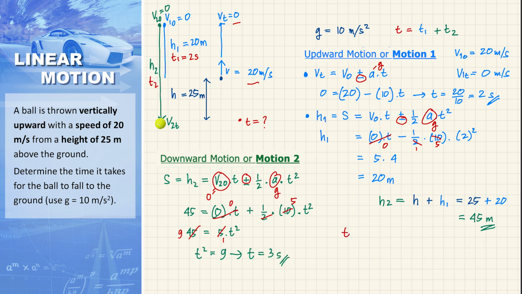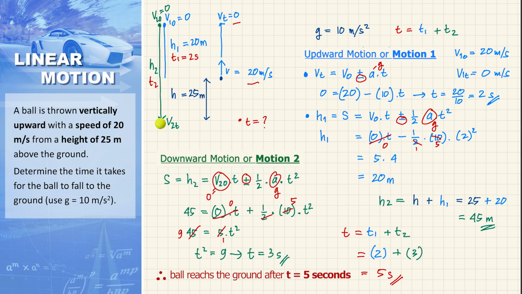Finally, we can answer the question, the time t is the sum of t1 and t2. That is, 2 plus 3 seconds, which results in 5 seconds. Therefore, the answer for this problem is 5 seconds. Thus concludes the discussion of this problem.